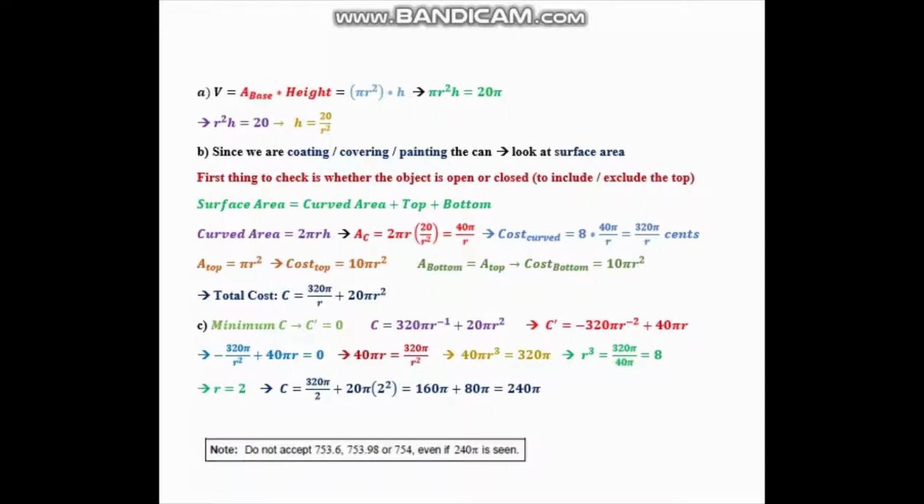So the volume of any object is given by the base area multiplied by the height. So since this is a circular cylinder, the area of the base is pi r squared multiplied by the height, which is h. And pi r squared times h equals 20 pi, because this is the given value of the volume in the problem. So since pi r squared h equals 20 pi, hence we can remove pi from both sides. r squared h becomes equal to 20. Next we can rewrite this in terms of h. So h equals 20 over r squared. So moving on to B.